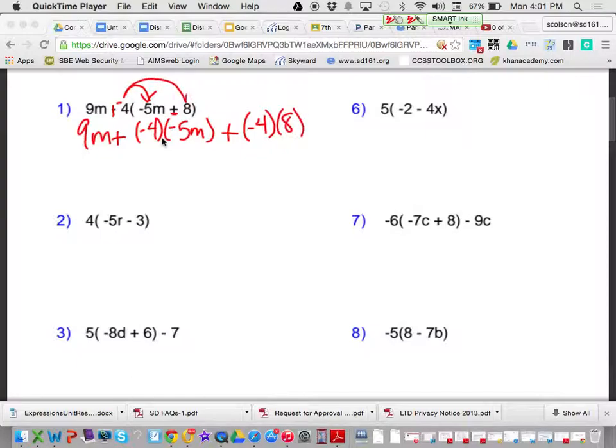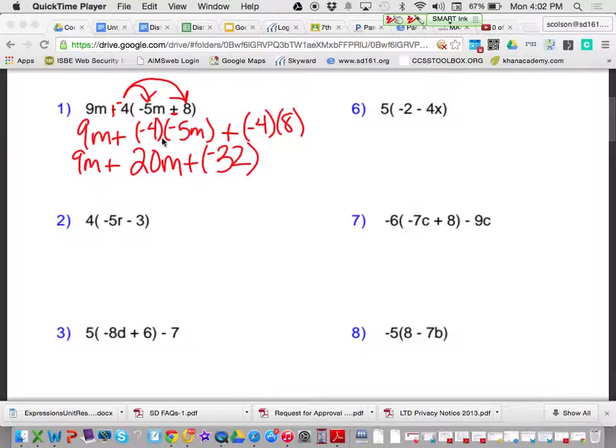9m is going to stay alone, and then I have a negative 4 times a negative 5m. The signs are the same, so it's going to be positive. I'm left with 20m plus, and here we have a negative 4 times a positive 8. The signs are different. It's going to be negative, 4 times 8 is 32.